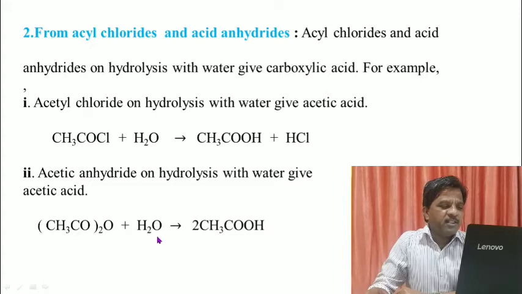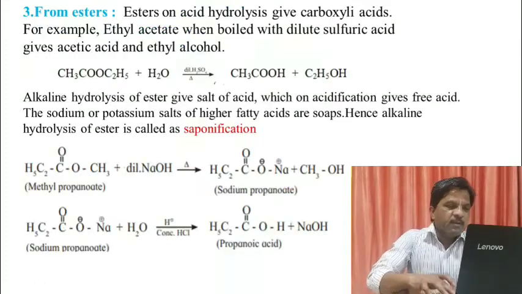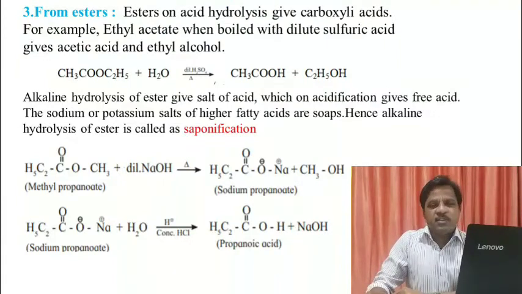Now here the same reaction is there. Here CH3COOH, and the second one CH3CO, this O and remaining H. So 2 molecules of acetic acid are formed if the reactant is what here? Acetic anhydride. This is the second method of preparation of what here? Carboxylic acids.